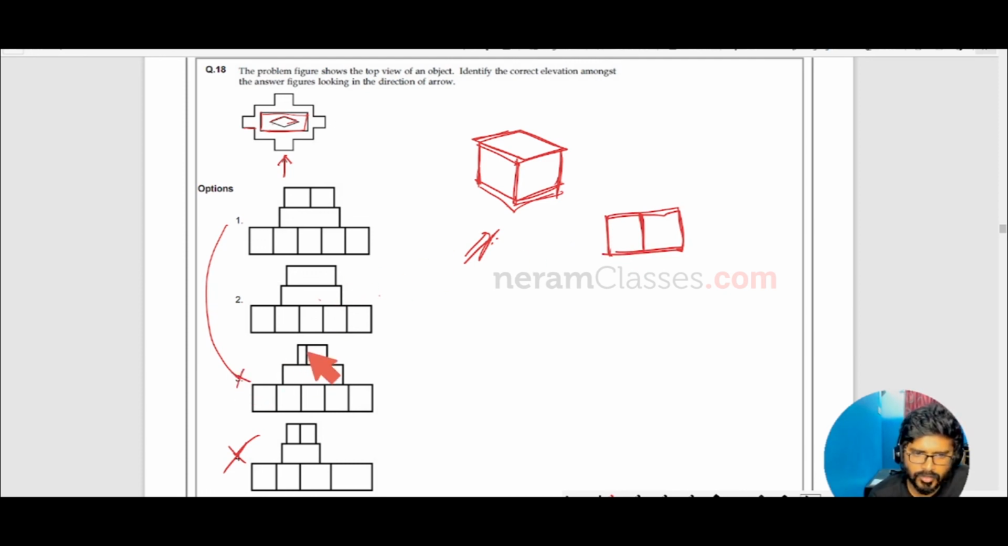So option 3 is the wrong answer because this is not in the exact center. Option 2 is also wrong because we don't find the center line. So option 1 is the right answer for this question.